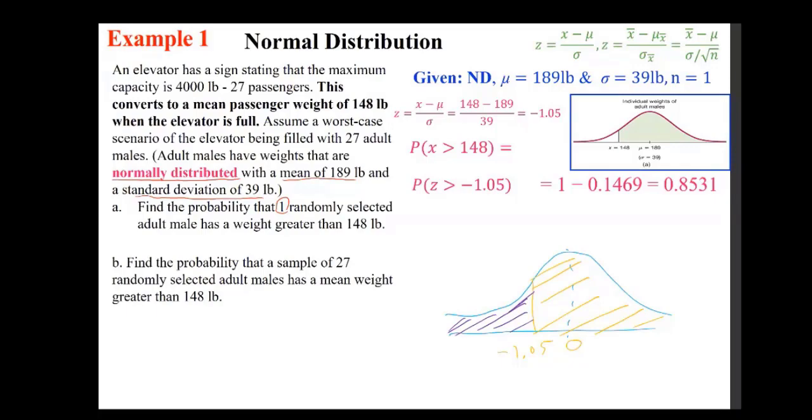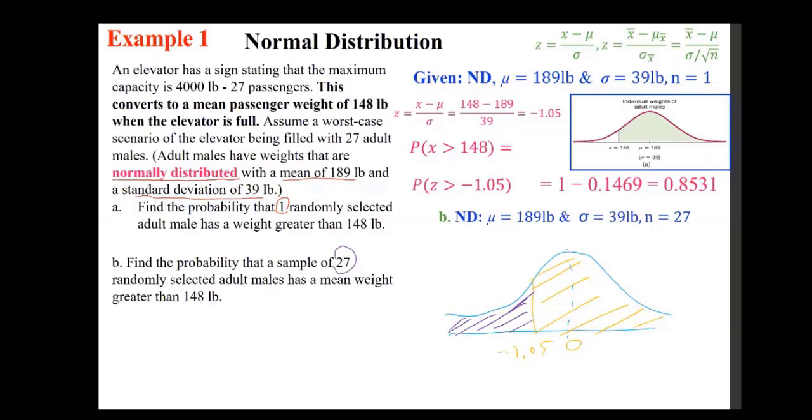When we look at part B, we want to find the probability that a sample of 27 randomly selected adult males has a mean weight greater than 148 pounds. Now, I want you to pay attention to number 27. Remember, n has to be 30 if you want to use CLT, if the population is not normally distributed. But since the population is normally distributed, we don't have to worry about that.